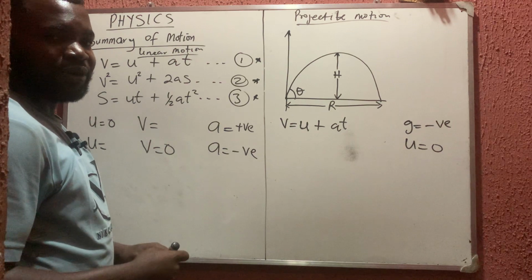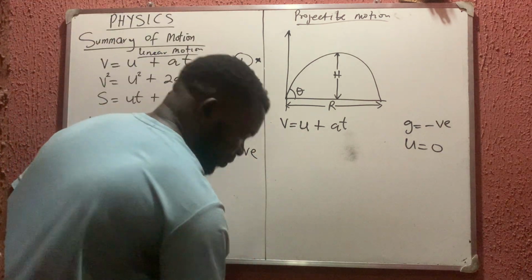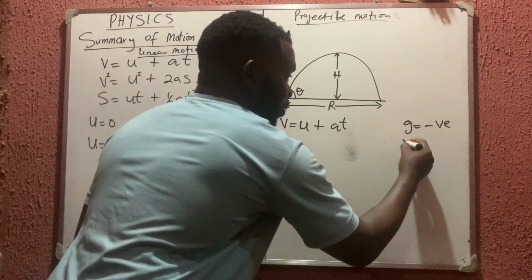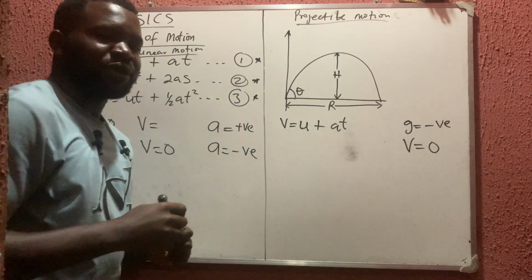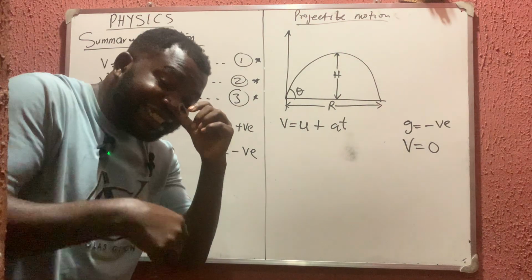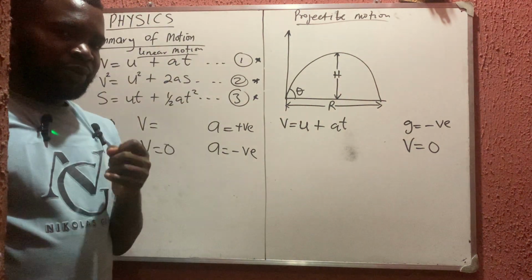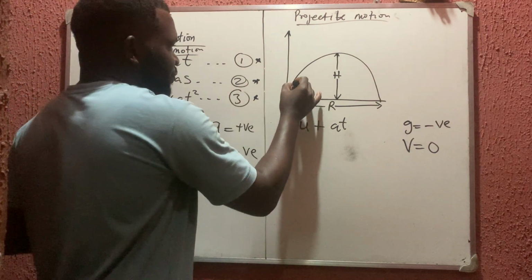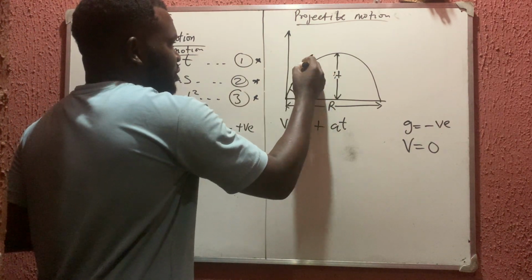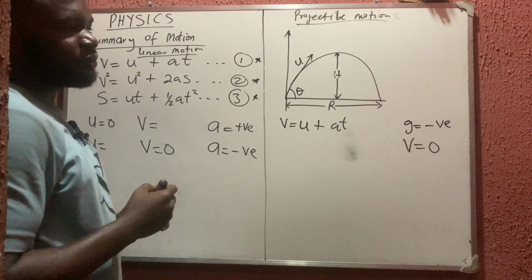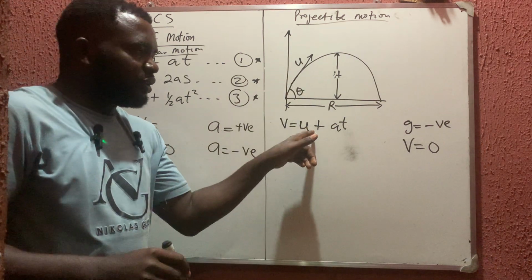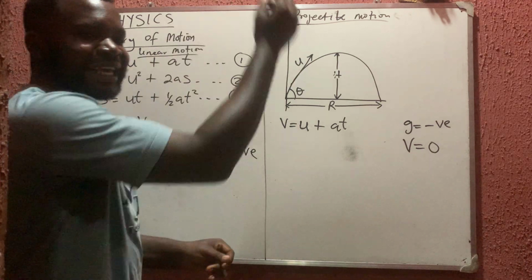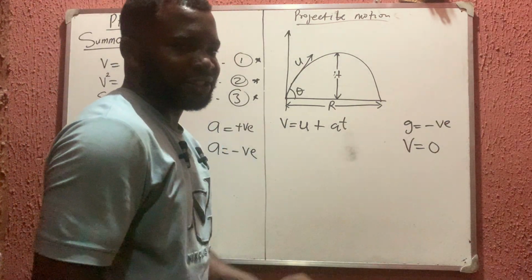Will U be 0 in deceleration? No, I just wanted to confuse you. It's V that will be 0. Your final velocity is 0 in deceleration. But in acceleration, your initial velocity is 0. So now let us put it here and see what happened. This thing was moving with an initial velocity, because initial velocity is what is given. The final velocity must be 0 because it is thrown upward. It is going against gravity and it is deceleration.